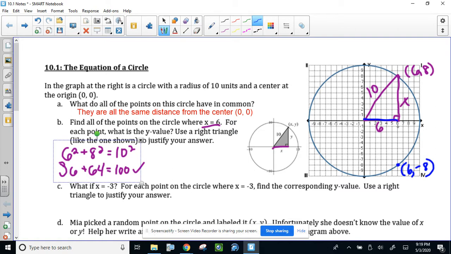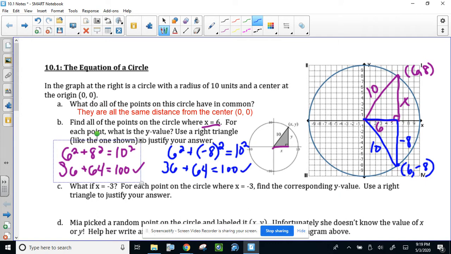What if we went the other direction? What if we went out 6 and down to negative 8? If we still have a radius of 10, does 6 squared plus, and I'm going to put this in parentheses because I'm squaring the whole thing, negative 8 squared equal 10 squared? So does 36 plus, what happens when you square a negative? Negative 8 times negative 8 is positive 64. Does it in fact still equal 100? And yes, it does. So we're just proving that the Pythagorean theorem helps us to see that the circle still has that radius of 10 all the way around.